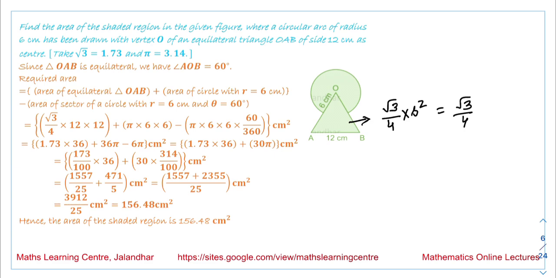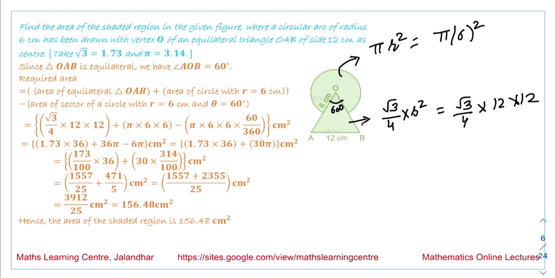This angle over here will be 60 degree. We are talking about the area of this equilateral triangle, so the side is 12 into 12. This is the area of this equilateral triangle. Next, the area of this whole circle will be pi r square, which is equal to pi into 6 square.